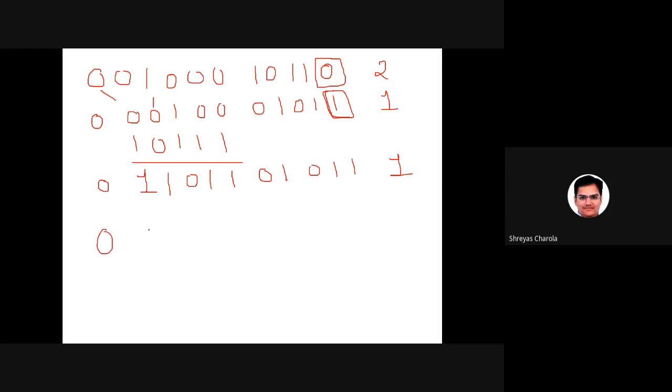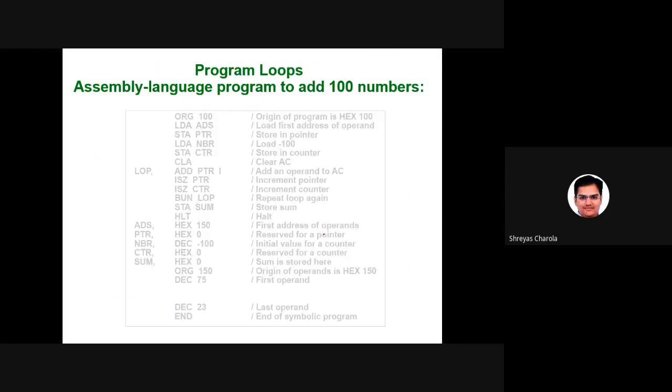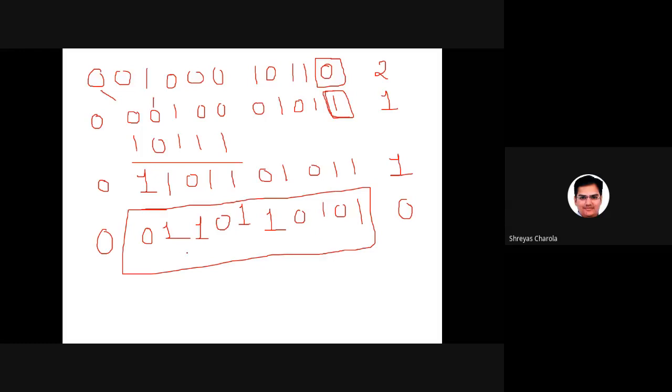This is 0, 0, 1, 1, 0, 1, 1, 0, 1, 0, 1. Sequence counter reduced to 0. This is your answer. We are getting the same answer that we had in multiplication, 1 1 0 1 1 0 1 0 1. I think we had, okay, I don't have that slide, but I hope this is the answer we are getting.